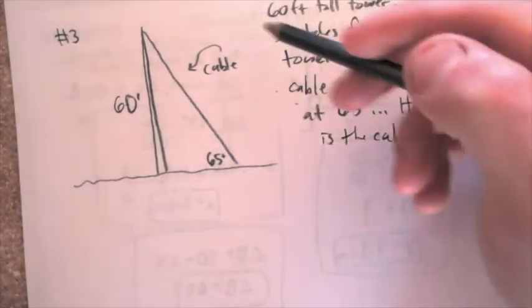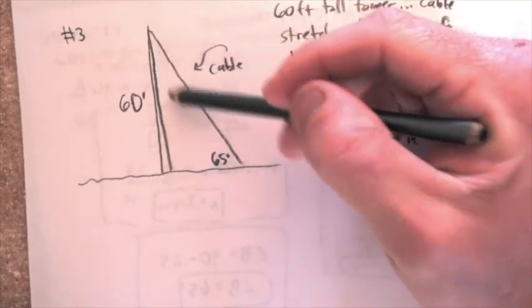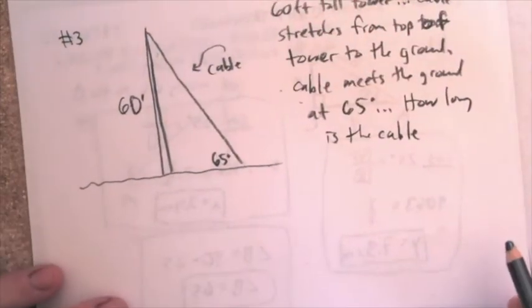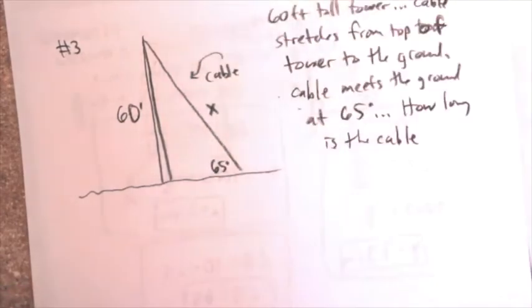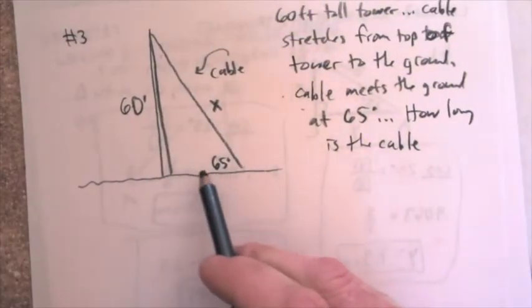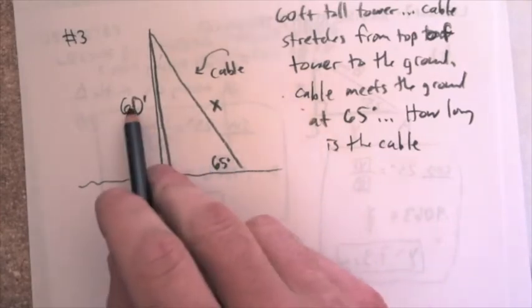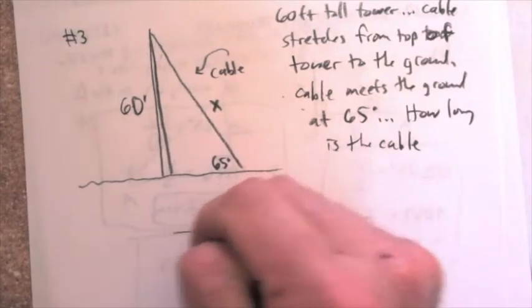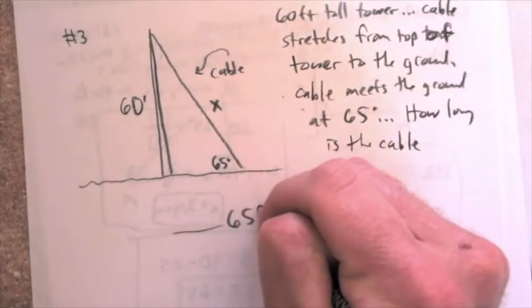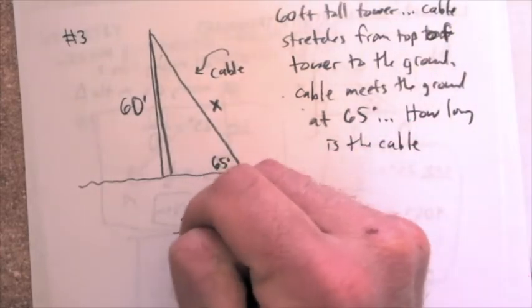All right, so if it says it meets a tower, you're talking about this angle, hits the ground, we're talking about this angle. How long is the cable? We'll put the X here. All right, and then you could solve this out using sine, cosine, and tan. In this case, we're talking opposite and hypotenuse, so from 65 degrees, we're talking sine.